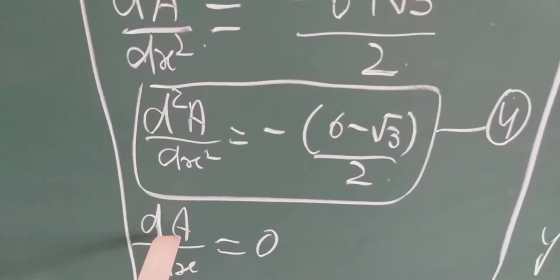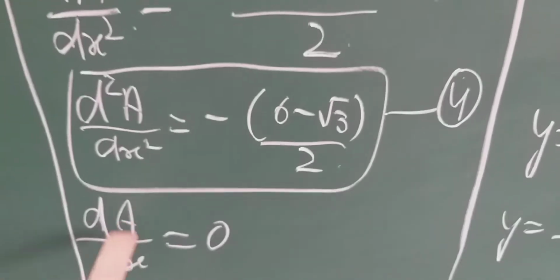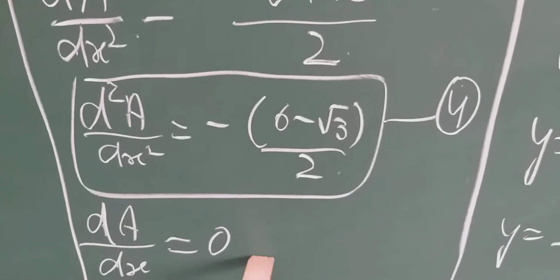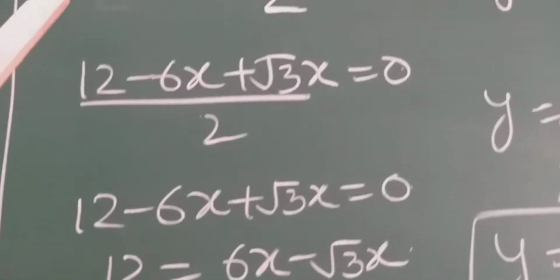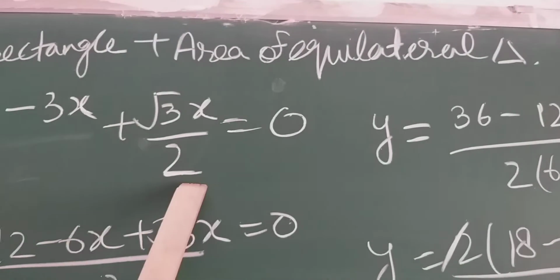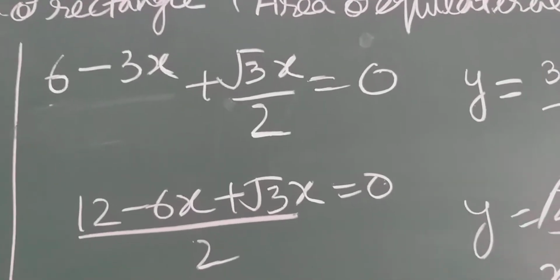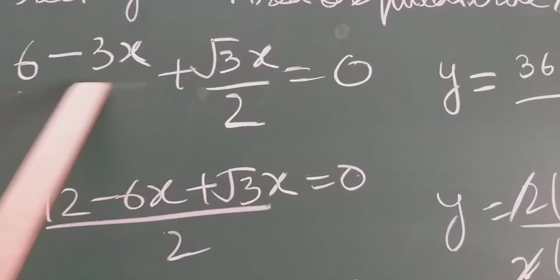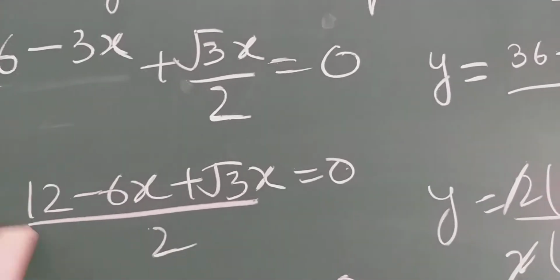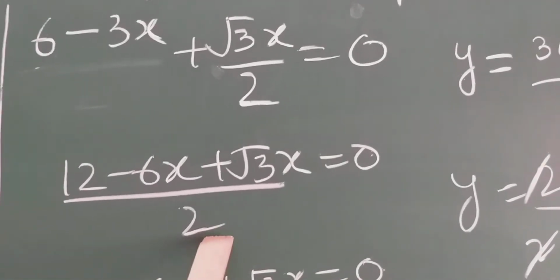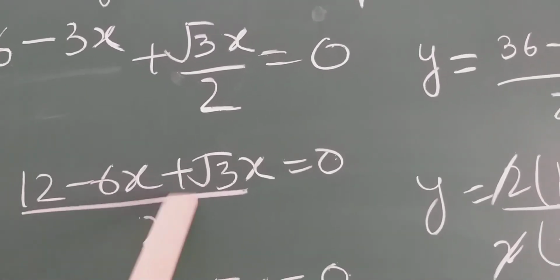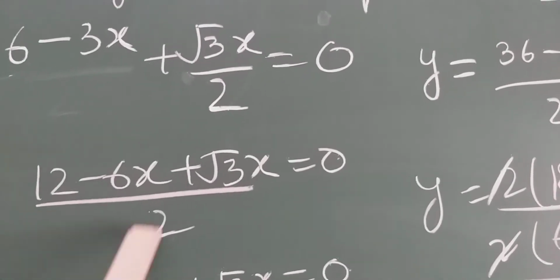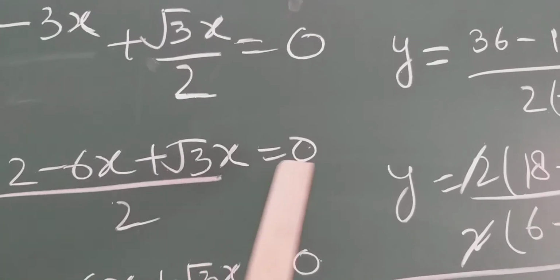Now students, for the point of maxima and minima, we have to put the first order derivative equal to 0. So dA upon dx equals 0. This is the first order derivative, so we put it equal to 0. 6 minus 3x plus root 3x upon 2 equals 0. Let us take LCM. We can write 1 here, then the LCM is 2. Divide by the denominator 2 and multiply by the numerator: 2 times 6 is 12, 2 times 3 is 6. 12 minus 6x plus, dividing by denominator 1, 1 multiplied by root 3x, root 3x equals 0.